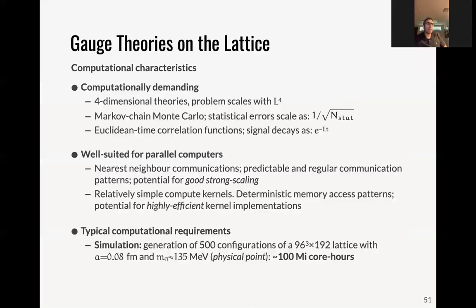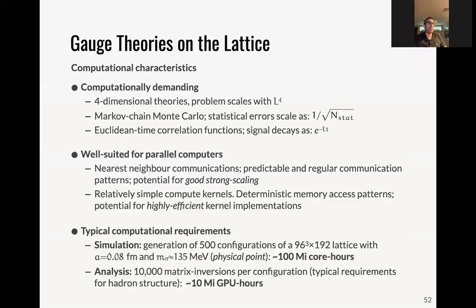So just to give you an idea, typical computational requirements, right? For example, if you want to simulate one of these example lattices that I talked about, maybe you want to generate some 500 configurations with an intermediate lattice spacing and the quark mass at the physical point, then you would require about, this is ballpark now, 100 million core hours, okay? So those are the typical modern day computational requirements.